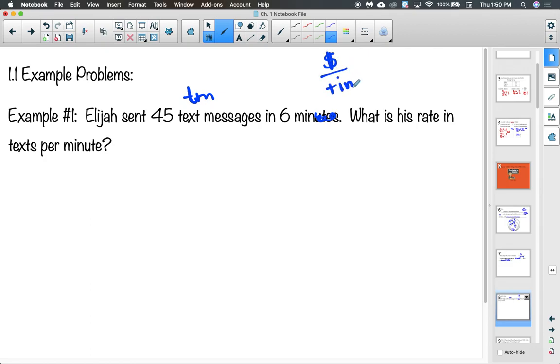And if I look at this problem, I don't have any money. That's not money, that's not money. But I do have time. It says 6 minutes. So those 6 minutes are going to go in my denominator. The hardest part here, I think, is actually figuring out which number goes on top and which goes on the bottom. That means the other number, 45 text messages, goes in the numerator.